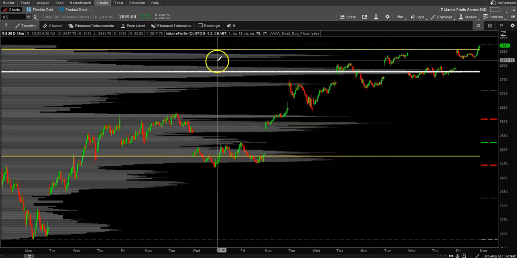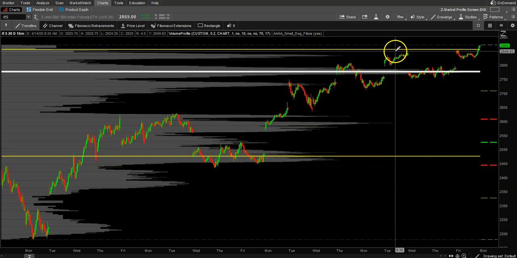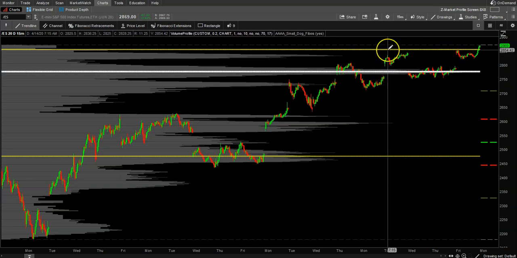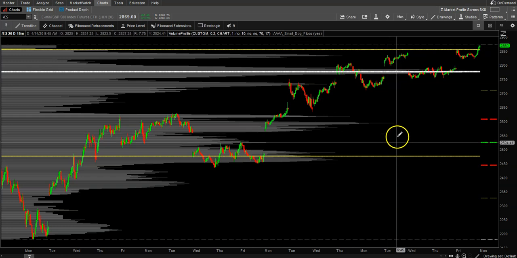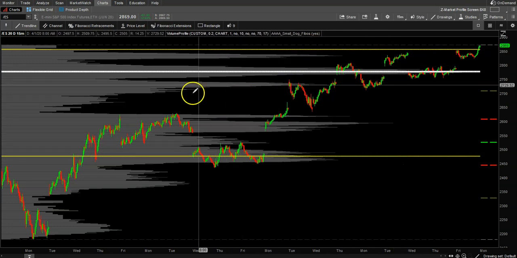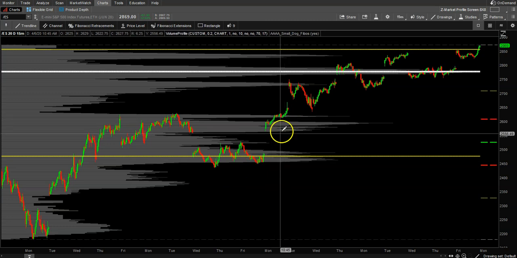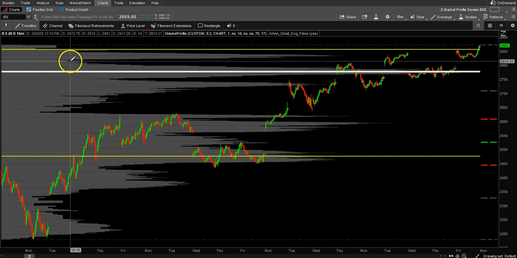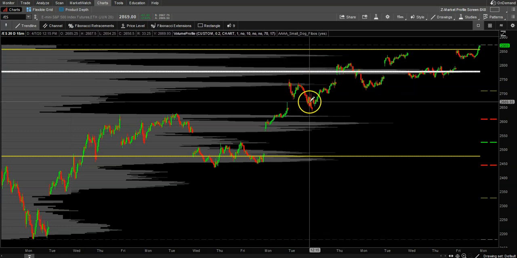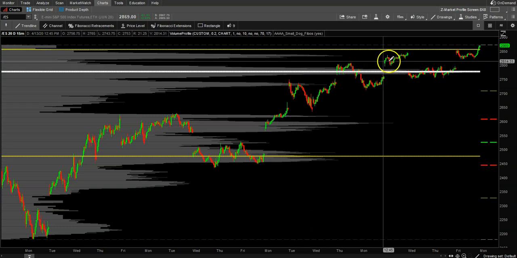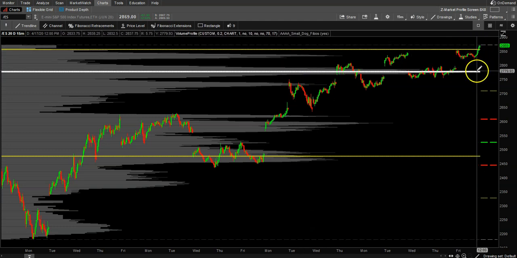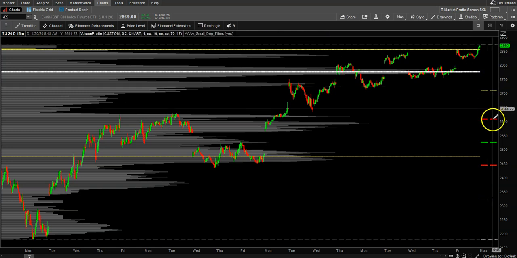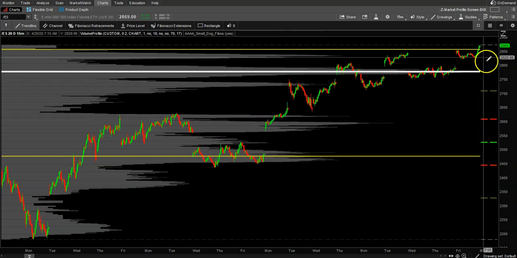So the way I use this chart is mainly for your point of control, and also your value area high and value area low; 70% of all the volume is traded within these two levels. As we start to fall, I'll use the low volume nodes and high volume nodes as potential support or resistance. So if we start to pull back, I would use this point of control more as a support level.